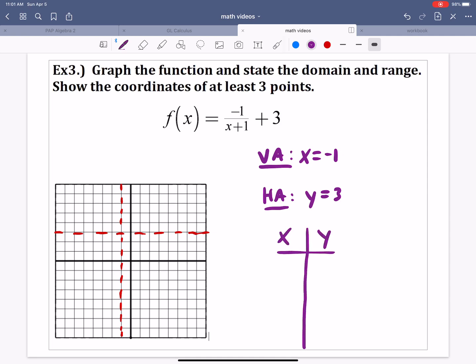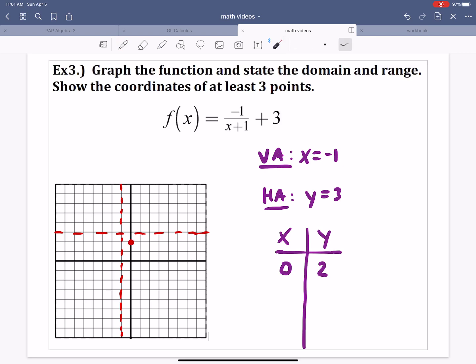Okay, so let's be strategic about the x values we pick. Let's start by picking x equals 0. Okay, x equals 0 is close to the vertical asymptote, and it's also a good point to find. It's the y-intercept. So plug a 0 in for x. 0 plus 1 is 1. Negative 1 divided by 1 is negative 1. Plus 3 gives me 2. Okay, so let's plot that point. When x is 0, y is 2, so it's up here.